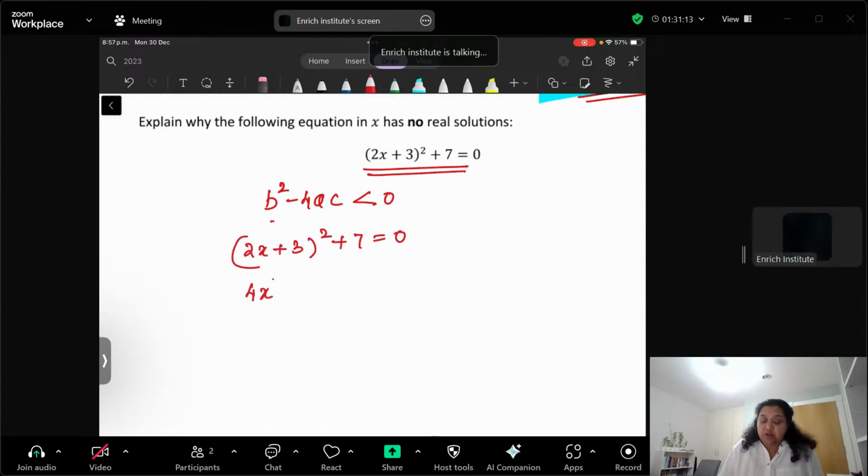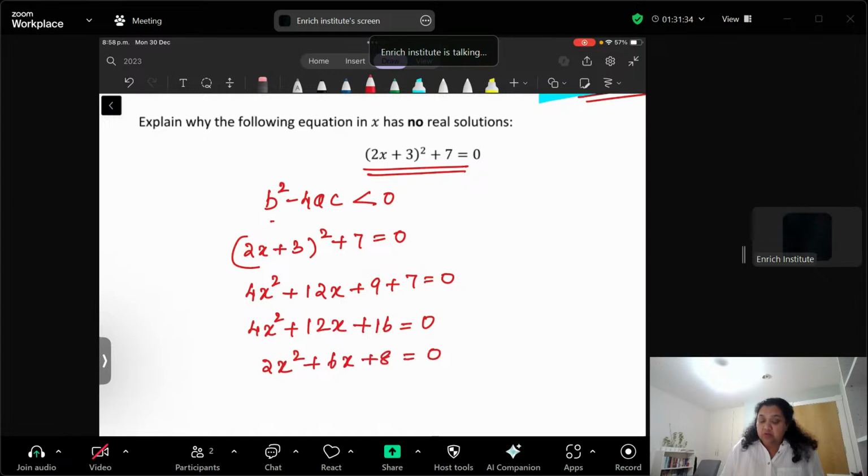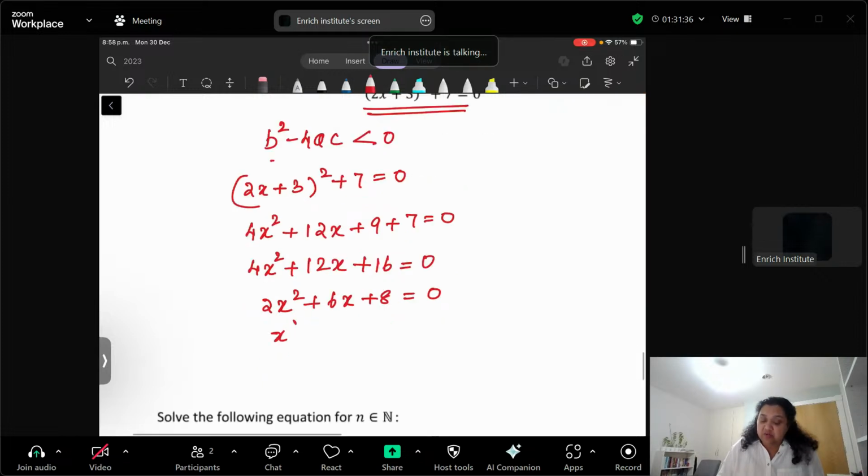This will be 4x square plus 2 into 2 4, 4 3 so 12, 12x plus 9 plus 7 is equal to 0. So you make it as a quadratic. 4x square plus 12x plus 16 is equal to 0. You can even simplify this. 2x square plus 6x plus 8 is equal to 0, again you can simplify it as x square plus 3x plus 4 is equal to 0.